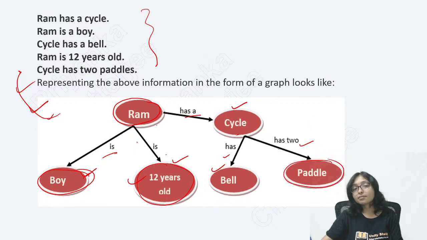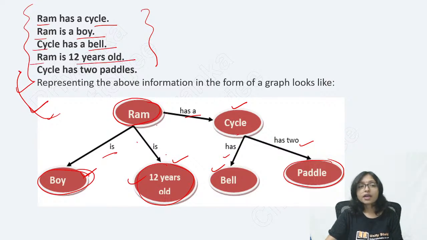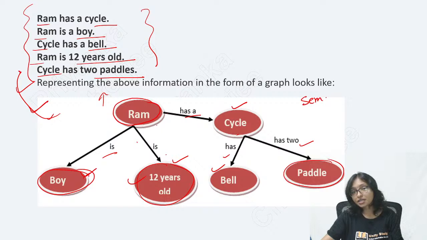So from this semantic representation, what information are we getting? Ram has a cycle. Ram is a boy. Cycle has a bell. Ram is 12 years old and cycle has 2 paddles. These are the information we are getting from this graph, and what type of representation is it? Semantic representation. Semantic means graphical representation.